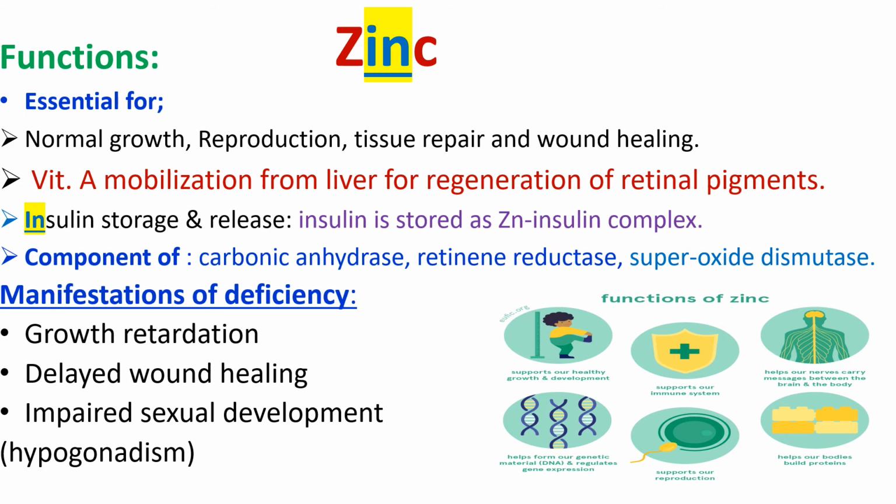If there is zinc deficiency, since it's important for normal growth, it leads to growth retardation. It's important for wound healing, so there will be delayed wound healing. Also, it has an important role in reproduction, so there is hypogonadism or impaired sexual development. So zinc is very important for normal growth and reproduction, vision, regeneration of retinal pigments, and insulin storage and release. It's a component of superoxide dismutase, so it shares in antioxidant activity.